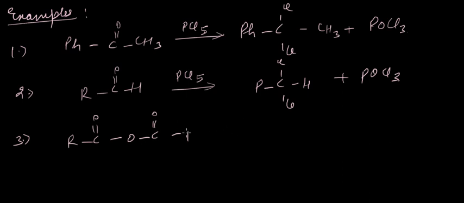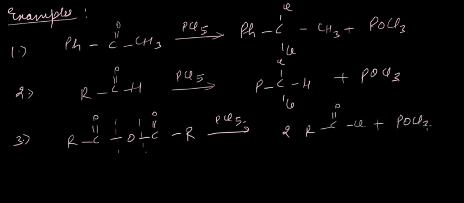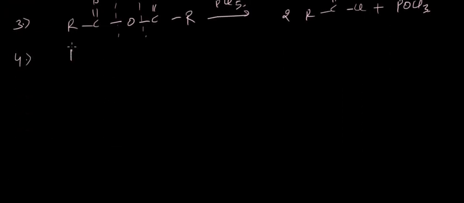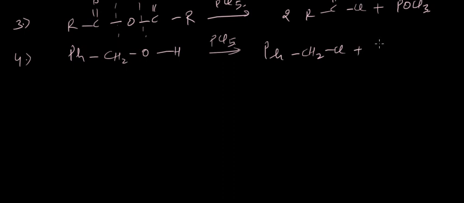And in this case, what will happen is, on reaction with PCl5, this bond would be cleaved and this bond would be cleaved. Okay, so we'll have something like 2 RCOCl plus obviously POCl3. Then the next example is, reaction with PCl5, we would have plus HCl plus POCl3.